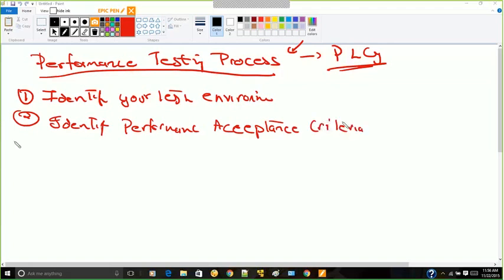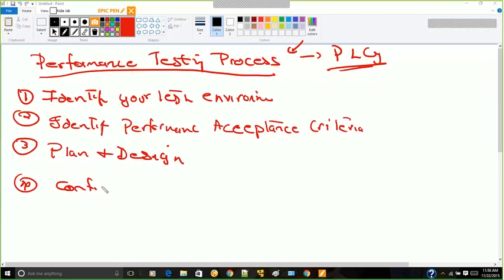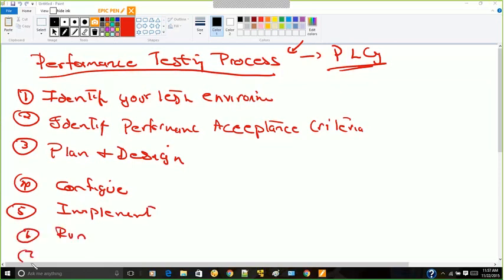Acceptance criteria. Three, plan and design. Four, configure. Five is implement. Six is run. Seven is analyze, and eight is closure. So there are eight steps in the performance testing process.